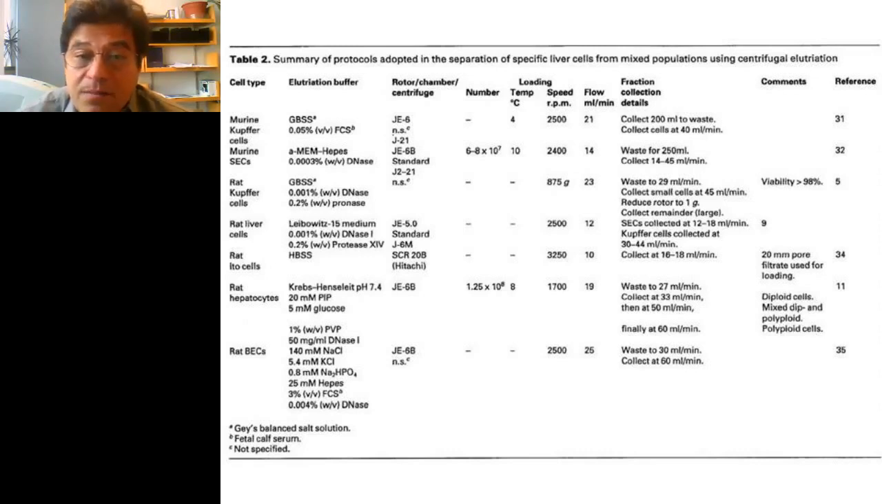As I said, the RPM is held constant, and then you can see the flow rate in mLs per minute to elutriate these different fractions: SEC, sinusoidal endothelial cells. The Ito cells are hepatic stellate cells. There's BECs, biliary epithelial cells. So these all have established conditions for elutriators, and this already is something that can be plugged into a core setting.